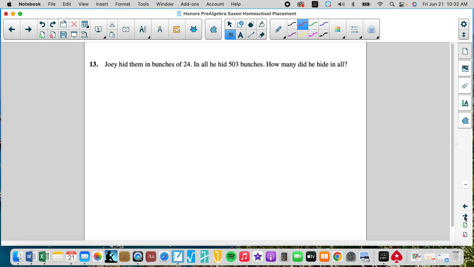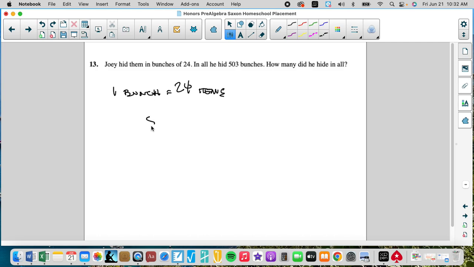Joey hid them in bunches of 24. In all, he hid 503 bunches. How many did he hide in all? Well, if he hid them in bunches of 24, this is a little confusing. I don't like the verbiage here. It's not the best, but a nice way to think about it is one bunch equals 24 items.